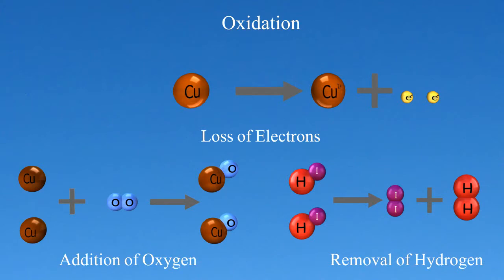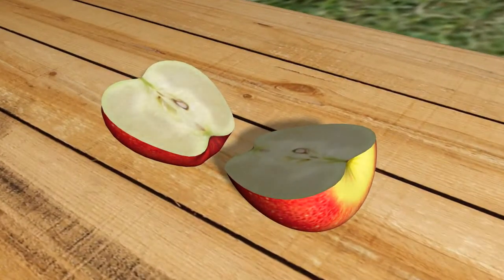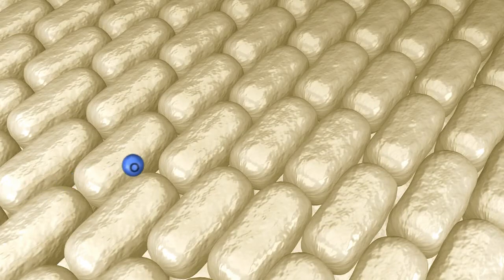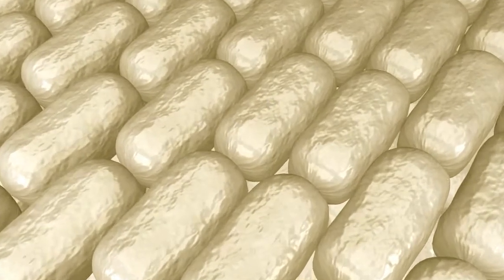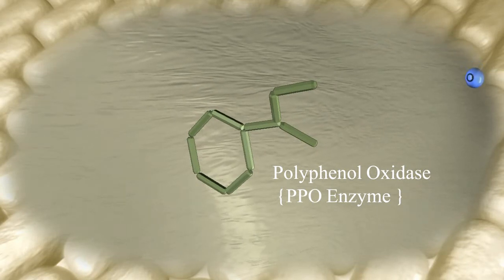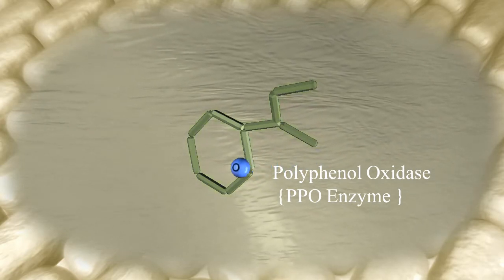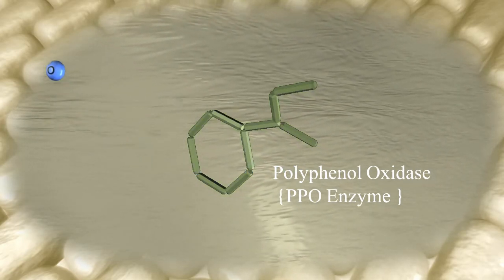Oxidation reactions are common in the environment, mainly due to presence of oxygen in the air. Browning of a freshly cut apple is a commonly seen oxidation reaction. In a sliced apple, the oxygen hits the apple cells and reacts with an enzyme called polyphenol oxidase or PPO present in the cells.